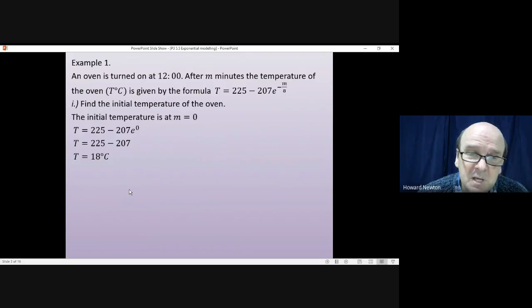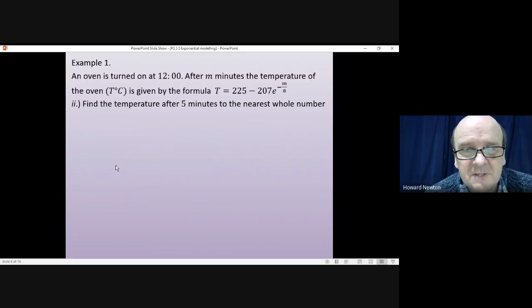Sometimes in questions, they might ask you to find the room temperature. Now, that would also be this value. It's the temperature that the oven is at before it's turned on. And that will just be the temperature of the room that the oven is in.